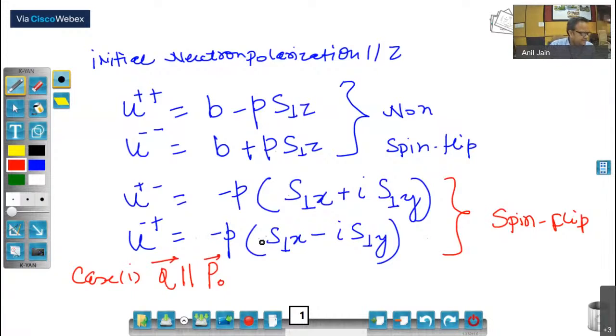Please keep this always in your mind: if your scattering vector is parallel to P, the initial neutron polarization, then all magnetic scattering goes to spin flip, because you cannot sense the moment component along the Q. So S perp z becomes 0. Whenever Q is parallel to P, all the magnetic scattering goes to the spin flip channel.